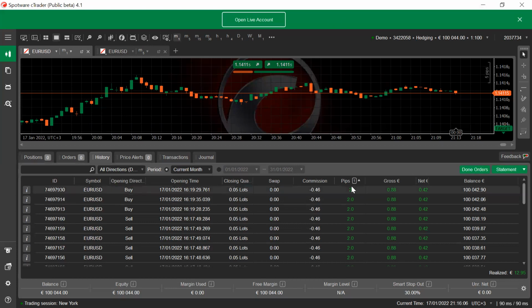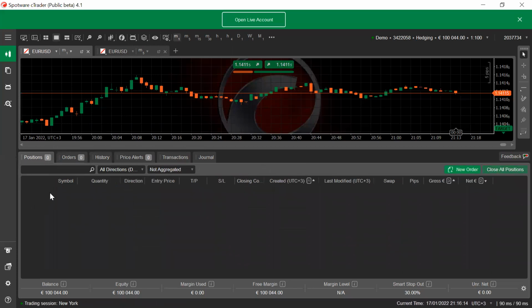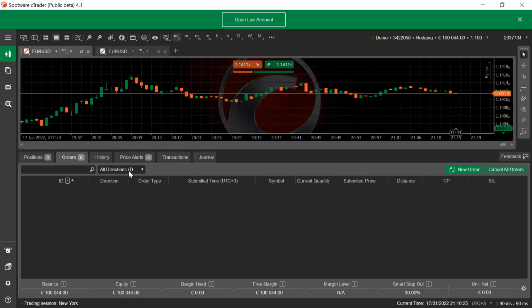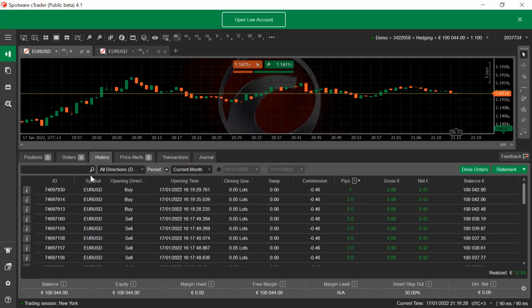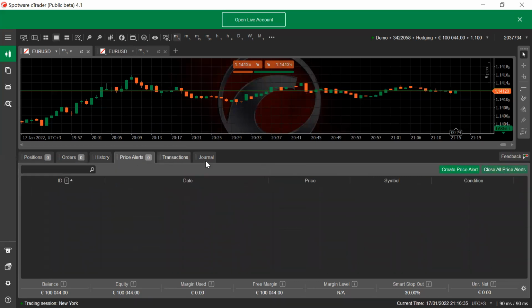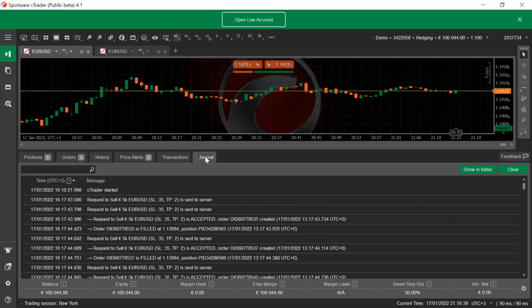Okay, it's right here. It's under history, so you check history. But when you're taking trades, all the trades come here. All the positions you're taking, they come here. And the pips show up, okay? And then if you want to look at your orders, you go there. If you want to look at the history, you go there. So this is history for today, okay? All right. Price alerts, transactions, journal. If you want to write your journal, that's fine too. But I'll let you discover the rest. We don't need them, but you can discover the rest.